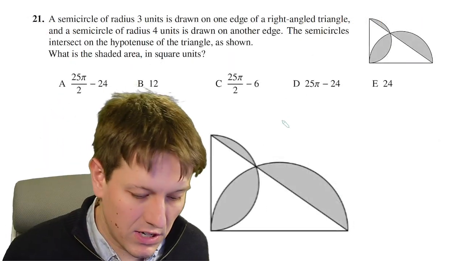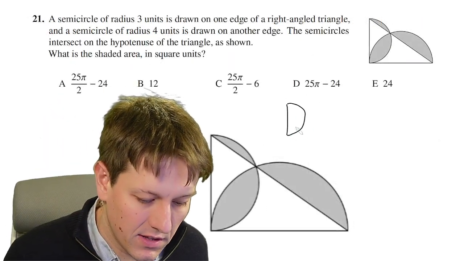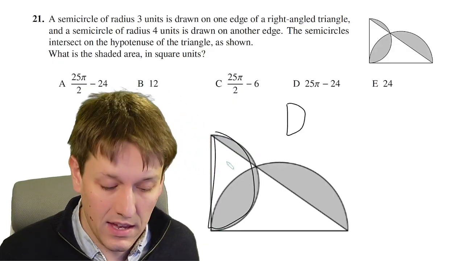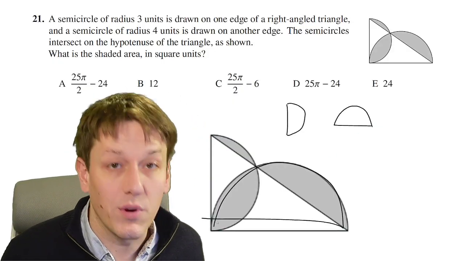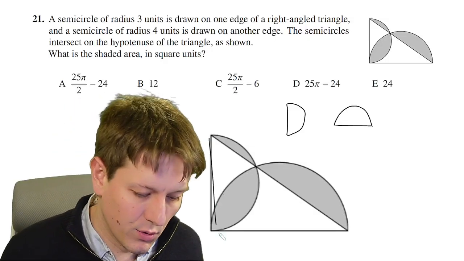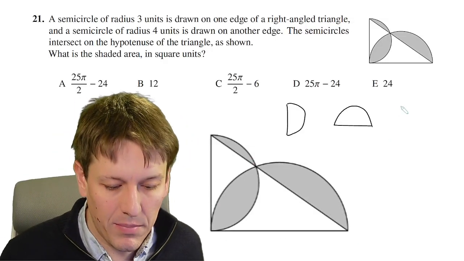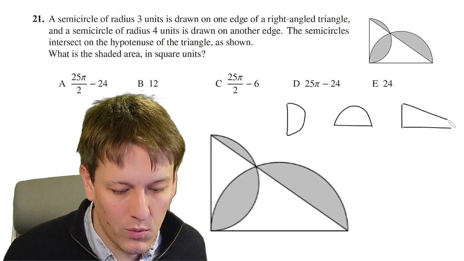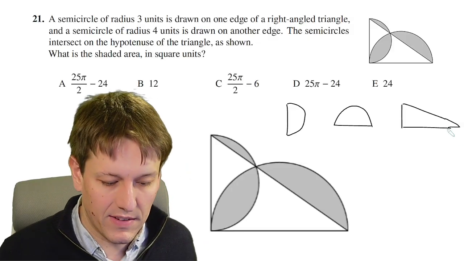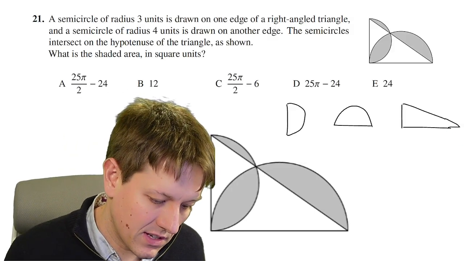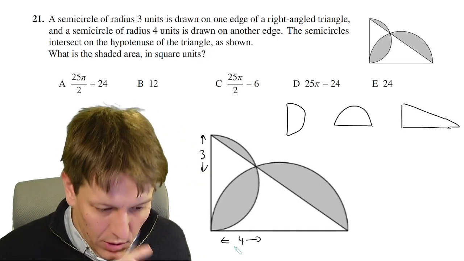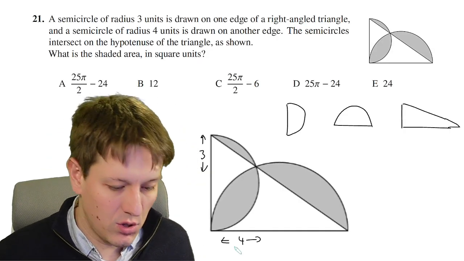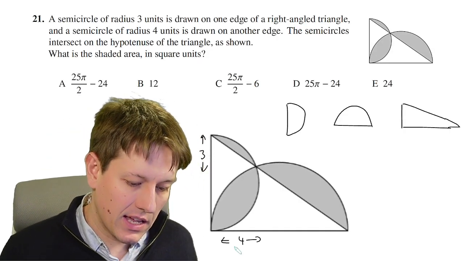This question has 3 shapes. I've got the semicircle that is this way up, that's this one here. I've got the semicircle that is this way up, that's this one here. And I've got the right angle triangle. And if we combine those 3 in a clever way, we can make this question relatively easy. So this first semicircle has radius 3, this one has radius 4. So we just need to think about combining these.